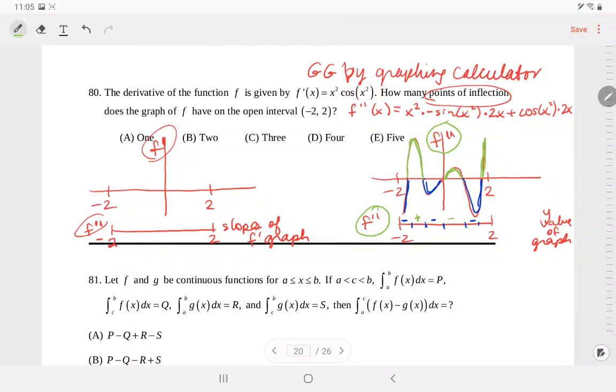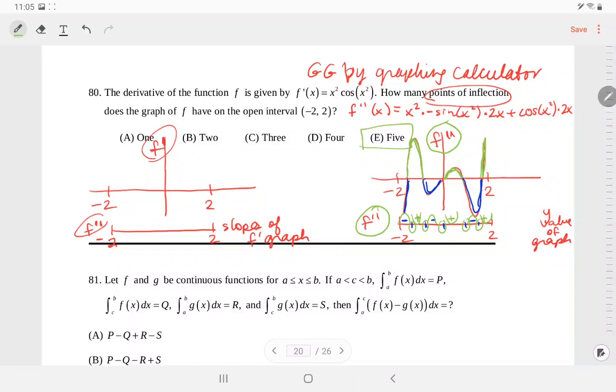So above, above, above. And they want to know how many points of inflection. So this is concave down, concave up, concave down, concave up, concave down, concave up. So that would be 1, 2, 3, 4, 5 points of inflection. So the answer is 5.